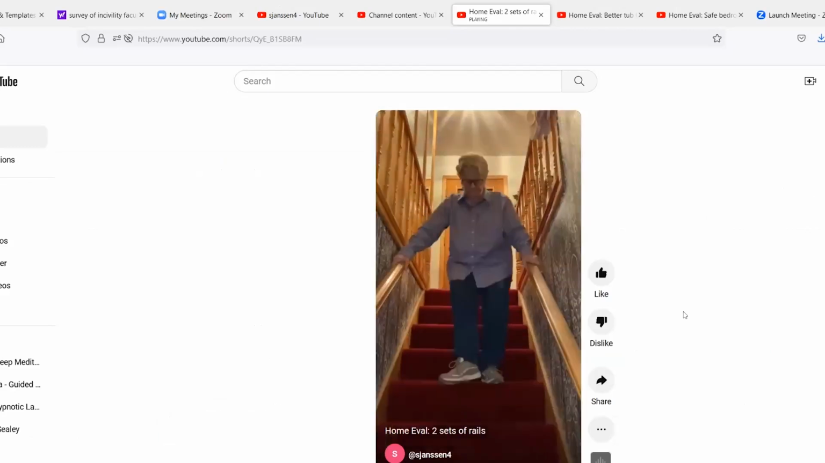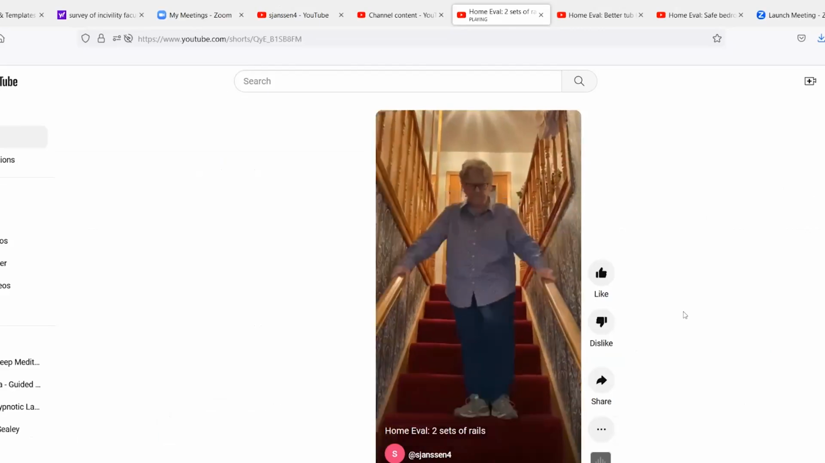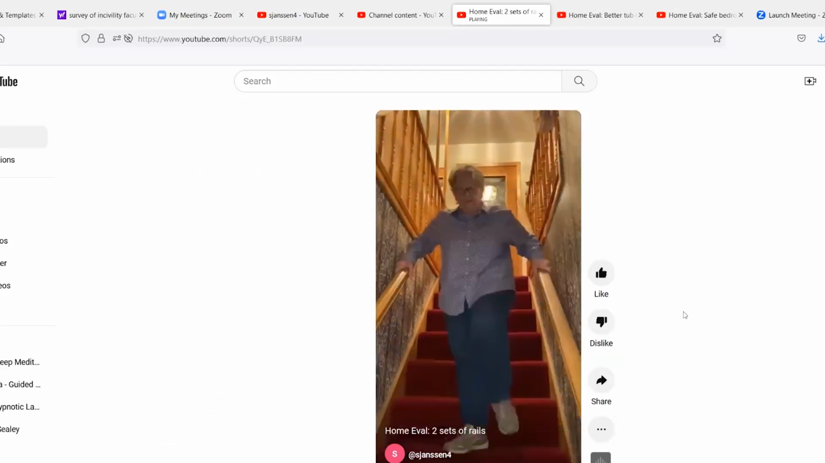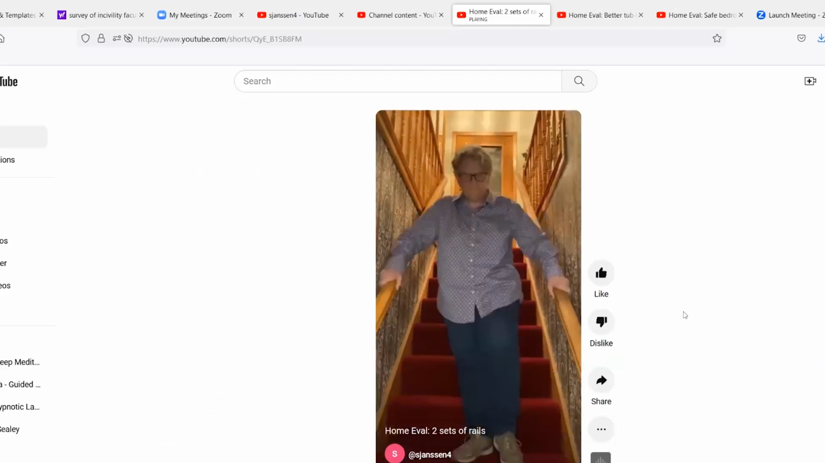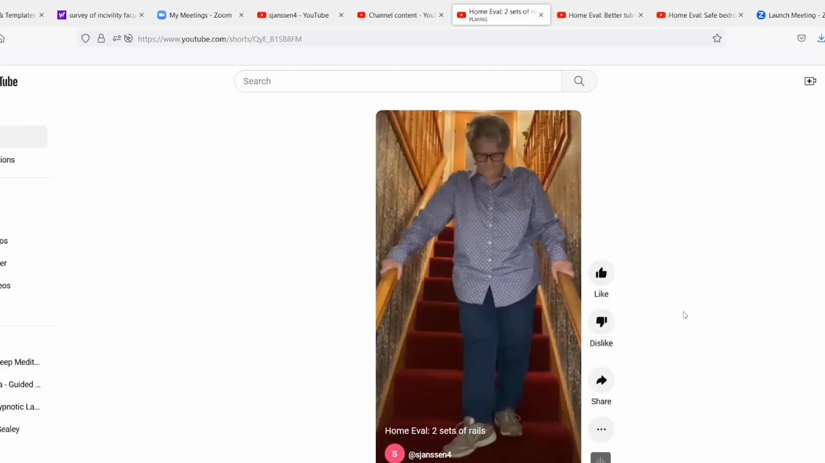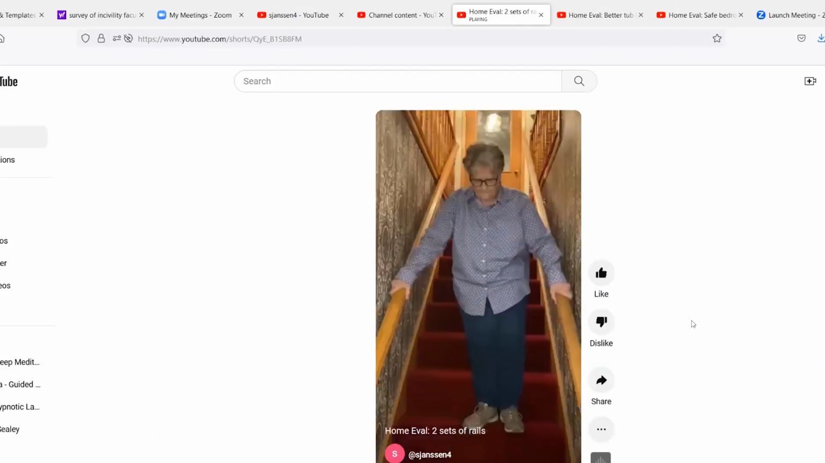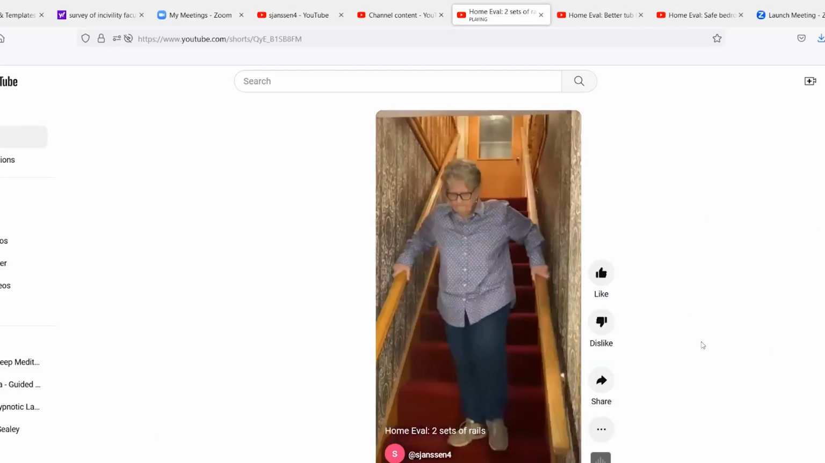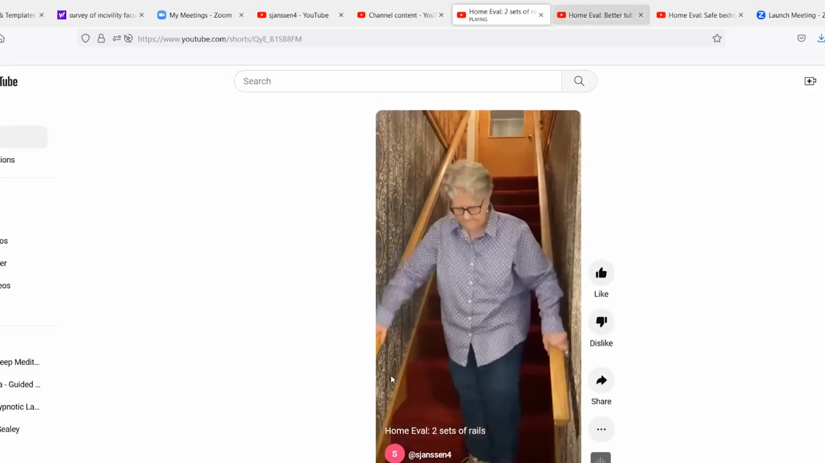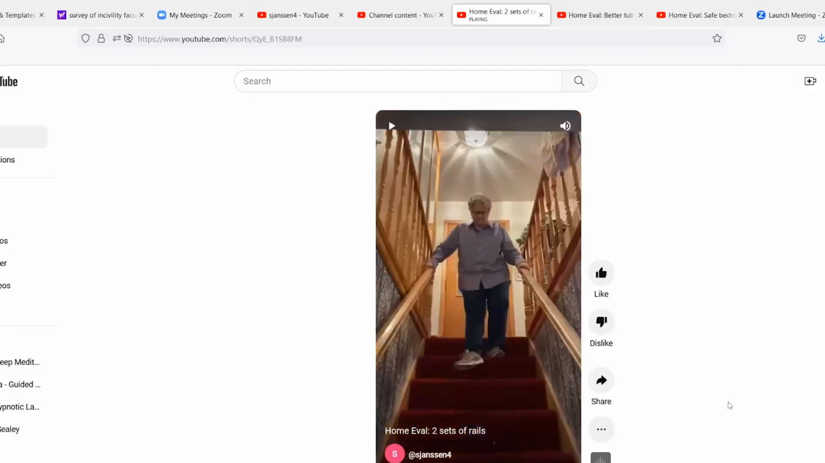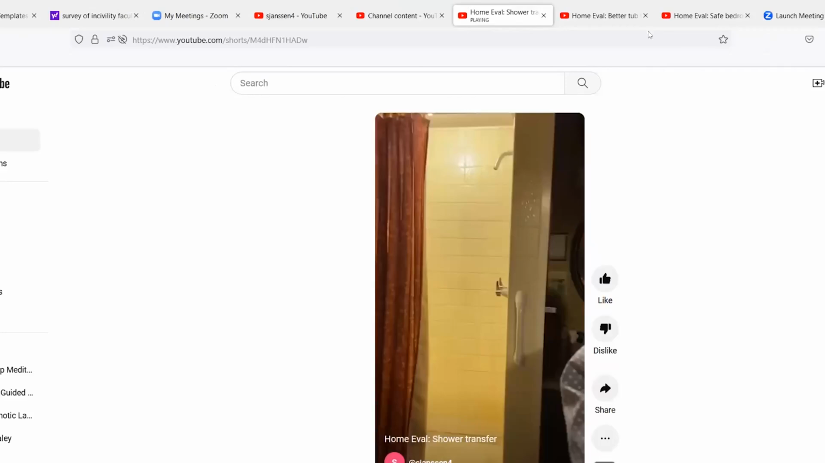That's really nice to have those 2 rails. It is. And I had a gentleman that had rails on every wall of his house. And it was a small house, so everywhere he went, there were rails. I really like that. All right. So we get downstairs and then we look at her mobility as she gets into the shower.